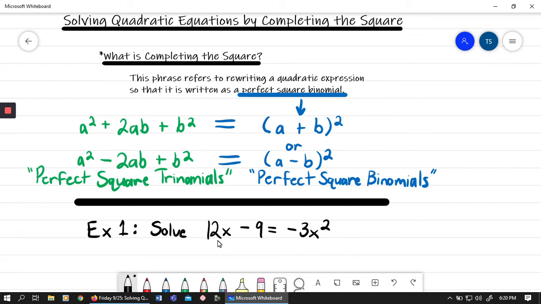So again, if that a value or that leading coefficient is not 1, then you need to divide every separate term. And remember, terms are parts that are separated by a plus or minus sign. You need to divide every single term in that equation by that a value if the a value is not 1.